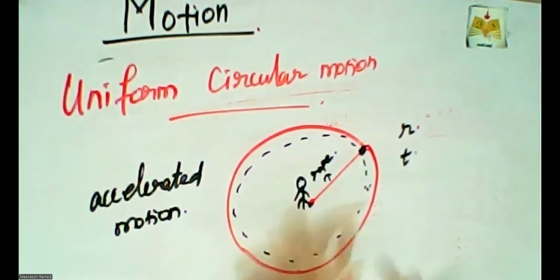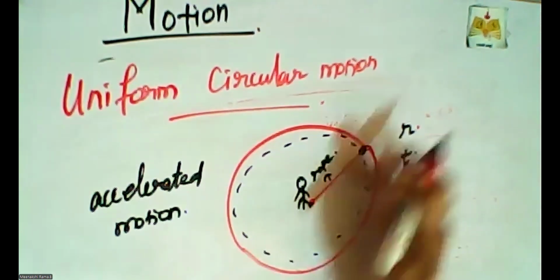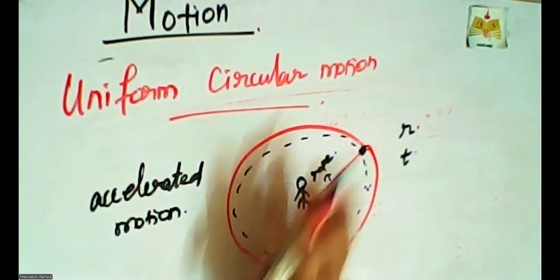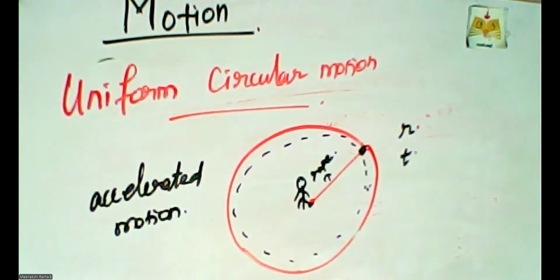Okay, so in this experiment, we release the stone, and it moves along a straight line, tangential to the circular path. Once the stone is released, it continues to move along the same direction. There is no change in it. The direction of motion changes at every point. An object moves with constant speed in a circular path.